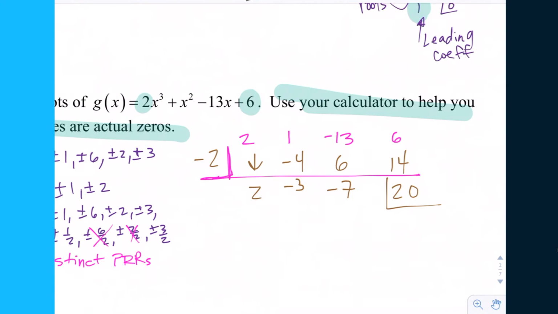Let's see what we can get over here. Help me out. Let's see if we can get it by plugging into the original. Negative 2 cubed is negative 8 times 2 is what? Negative 16. Okay, Jenny, remember negative 16. Negative 2 squared is 4. Tate, remember 4. Negative 2 times negative 13 is positive 26. You remember 26, Lauren. And then this one is 6. Bridget, remember 6.